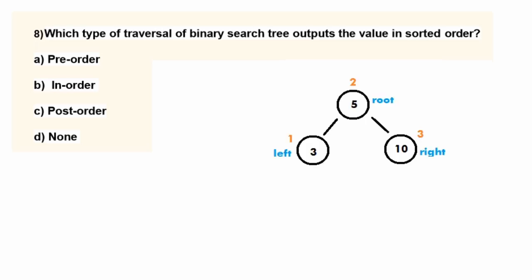So when we apply in-order traversal on the binary search tree, first of all we will access the data of left subtree, then the data of root, and at the end the data of right subtree, and we will get the values in sorted order. So our answer is in-order traversal.